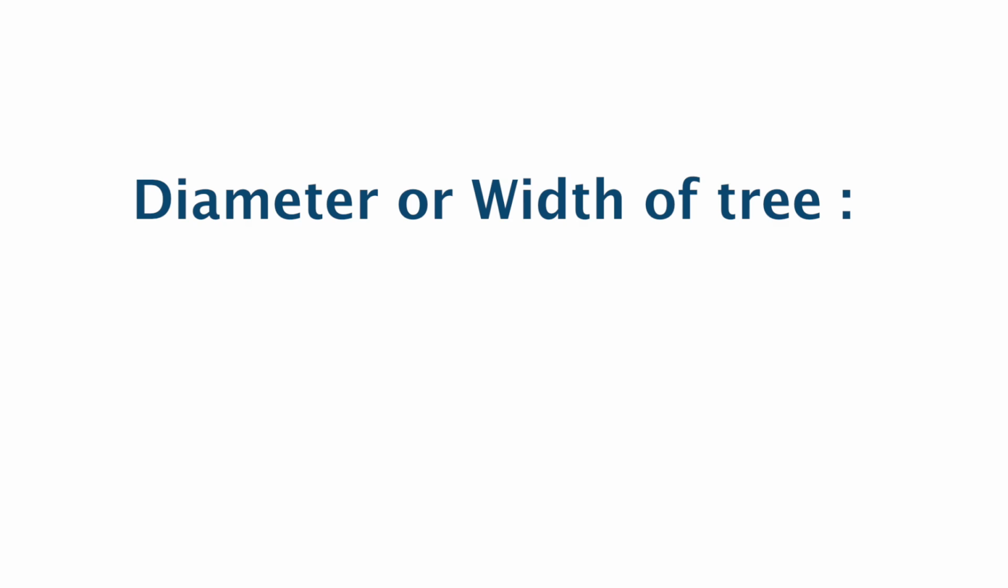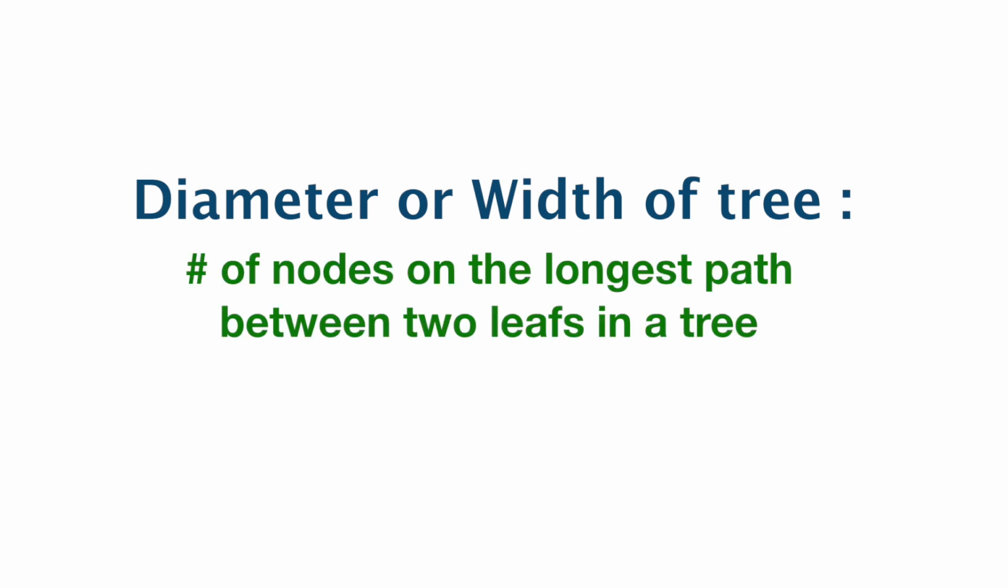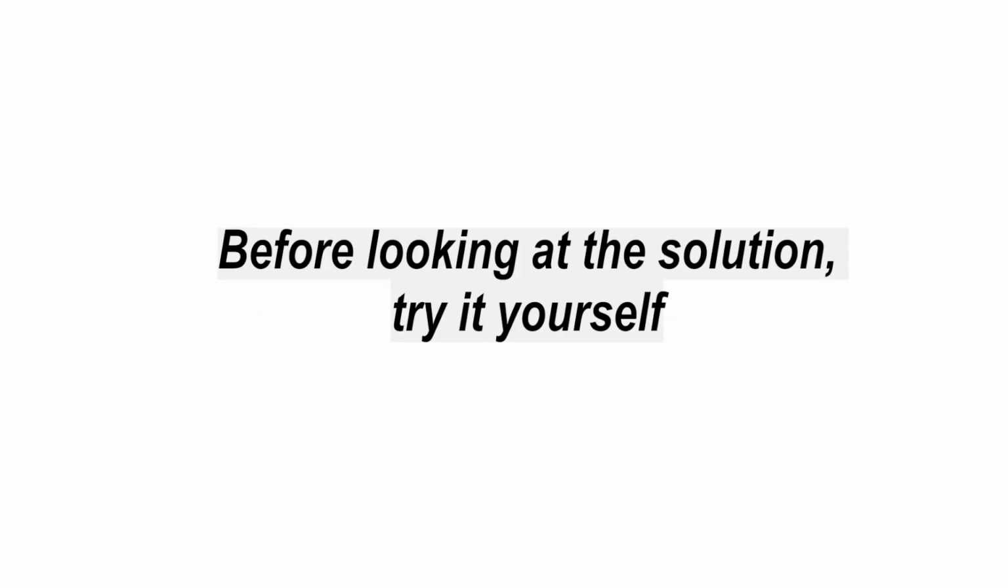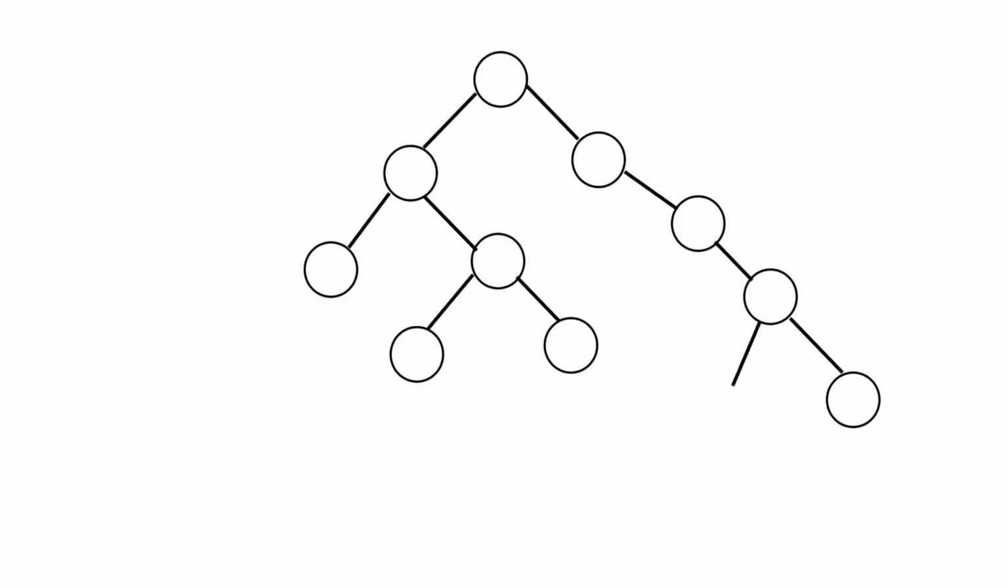What's the diameter actually? Diameter or width of a tree is the number of nodes on the longest path between two leaves in a tree. Let's try to solve this. Take a look at this tree. Its diameter is 9 and this is its path.